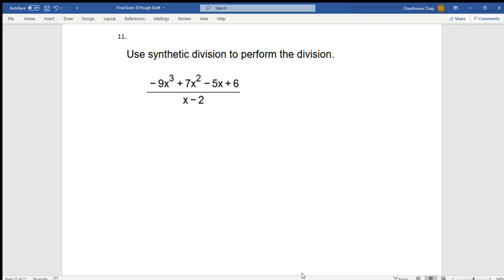Question 11. Use synthetic division to perform the division. First step is to look at our divisor. It's x minus 2. So we need to put a 2 on the outside. And inside we'll put our coefficients: negative 9, positive 7, negative 5, and a 6.